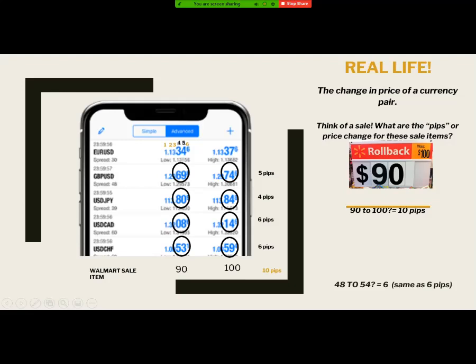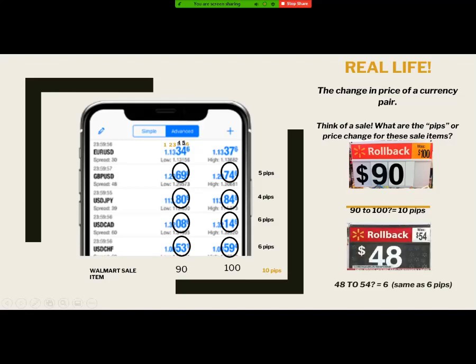This is our little currency pair, pretend currency pair, right? 90 here, 100. It was 100, okay? What's the difference in pips or the price? Usually we would say it's $10, but because we're just saying pips instead of dollars, it would be 10 pips. Same addition or subtraction, right? 10 pips.